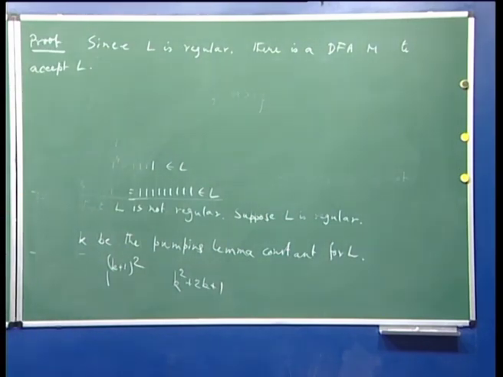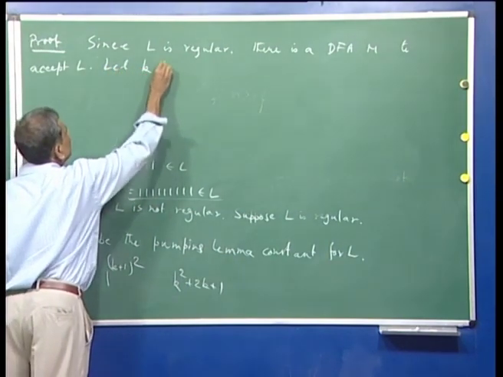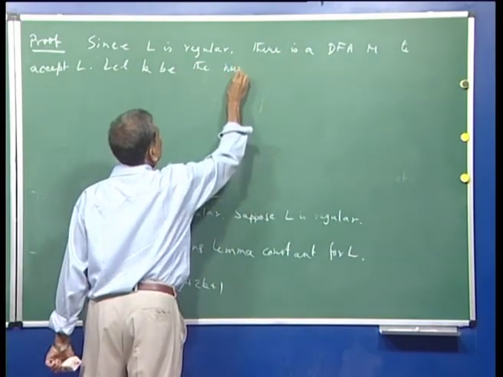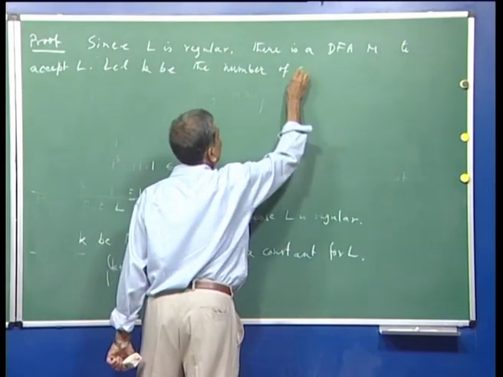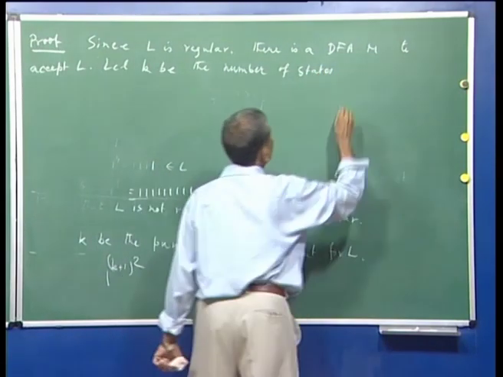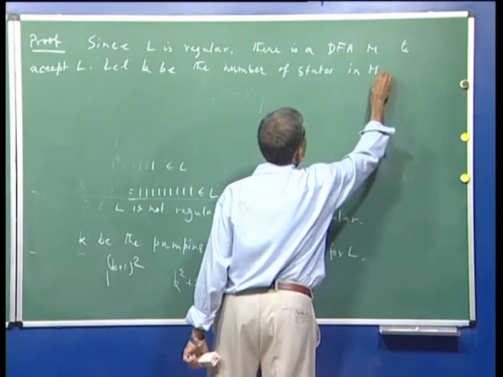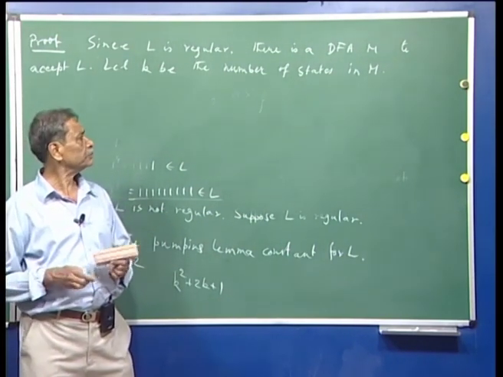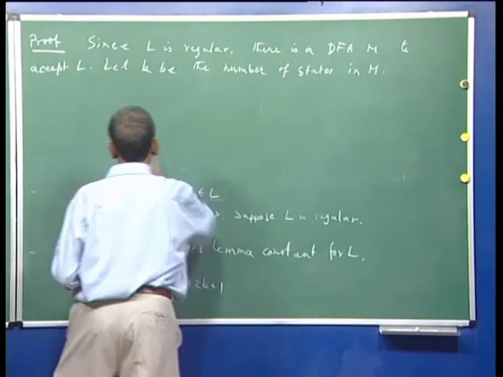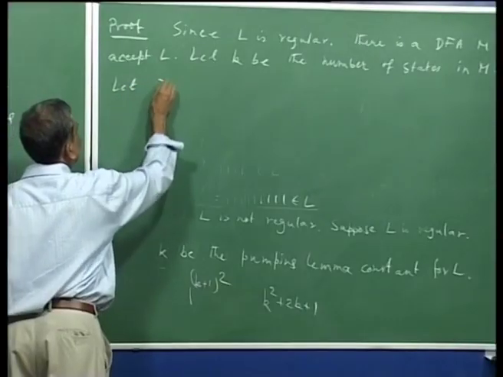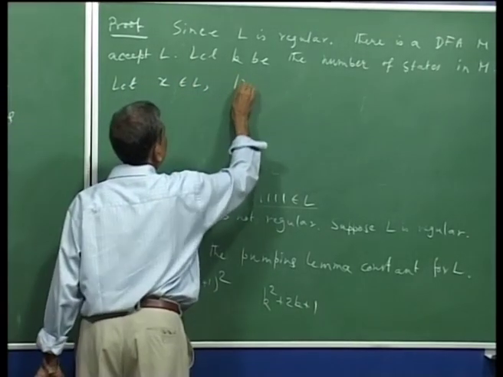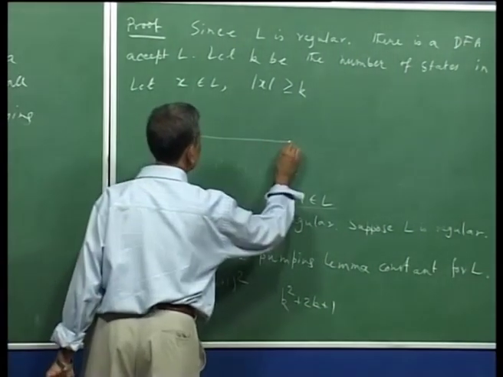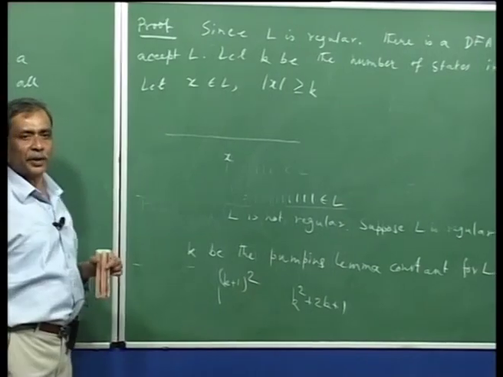This is a DFA, and let k be the number of states in M. It means the cardinality of the set of states of M is k. Let x be in L, and the length of x is greater than or equal to k. So, this is your x and the length of x is greater than or equal to k.